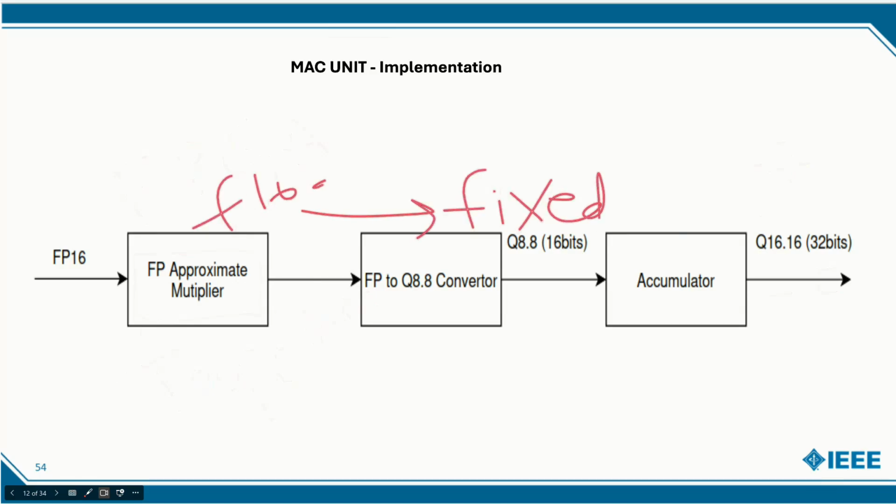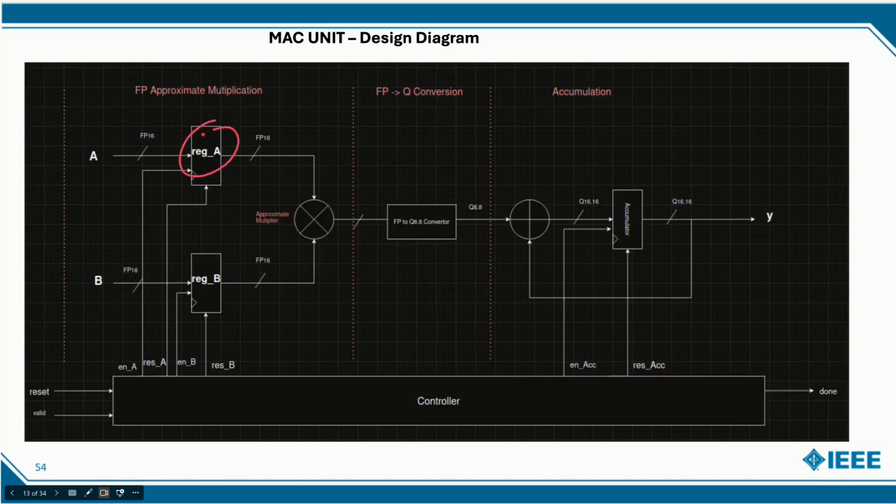So that's the design diagram of the MAC unit. The input will first be stored in the registers and then pass into the approximate multiplier and then be converted into fixed point, and then after accumulation we will get the final output.